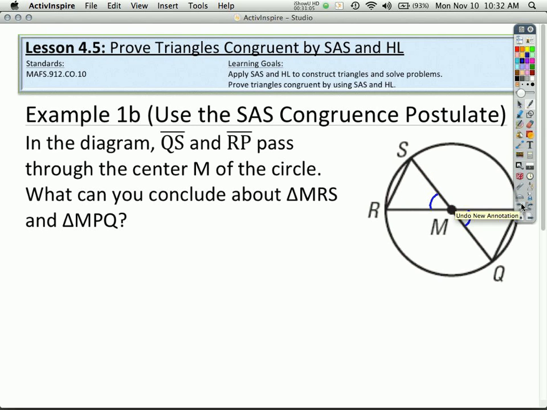Anyone able to figure anything out about those lines? So back to Zabari and then back to Brian. Give me another piece of evidence. M is the midpoint of lines SQ and RP. That's true. So because of the definition of midpoint, segments SM and MQ are congruent, and also RM and MP.